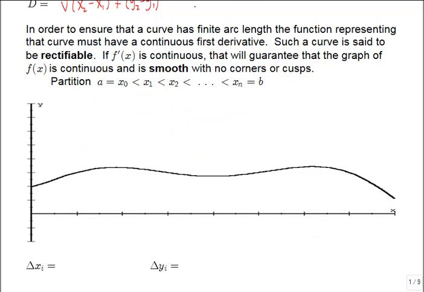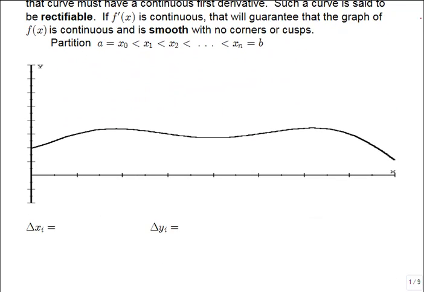So what we're going to do is take our curve and partition it from our interval a to b. So a might be somewhere over here and b might be somewhere over here, and we're going to partition it however you choose. So I'm going to let x sub 0 equal a and x sub n equal b, and then my x sub 1, x sub 2, and so forth would be my partitions. So you might have something like this.